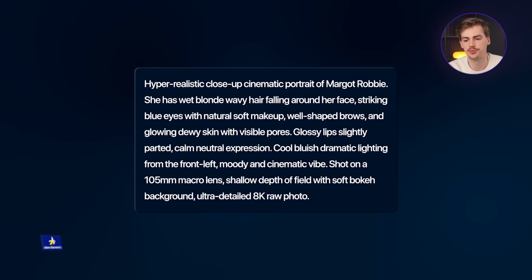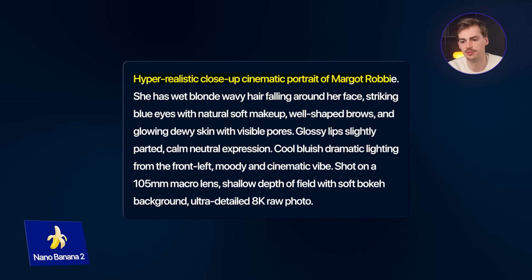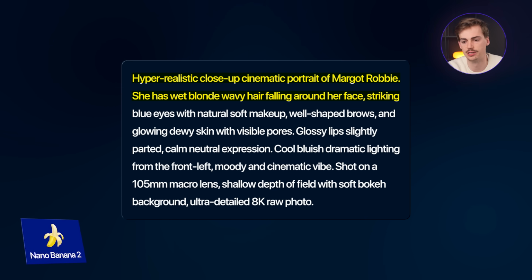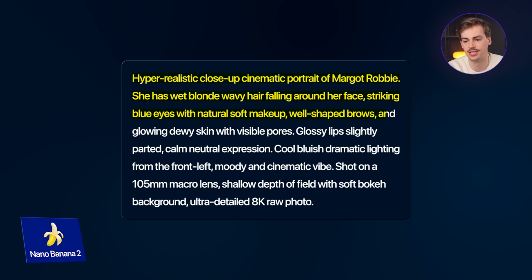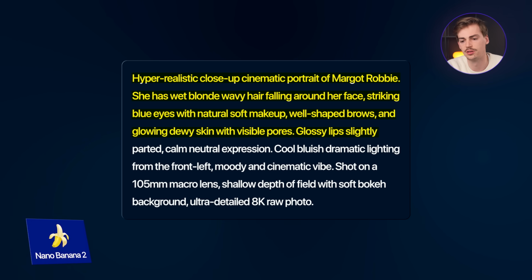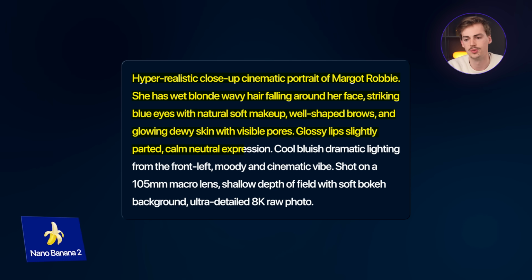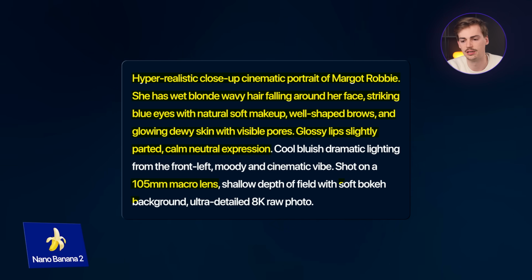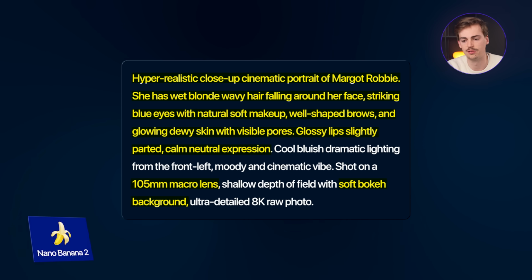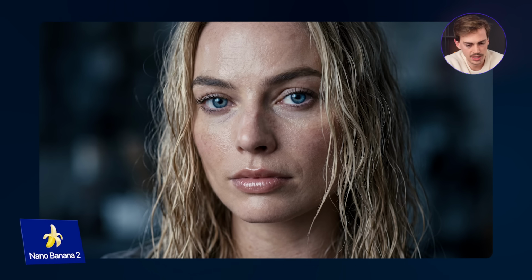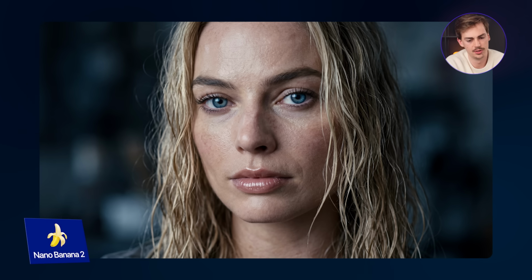So using this prompt, a hyper-realistic close-up cinematic portrait of Margot Robbie, she has wet blonde wavy hair falling around her face, striking blue eyes with natural soft makeup, well-shaped brows, and glowing skin with visible pores, glossy lips, slightly parted, calm, neutral expression. Then I add in a few other details like what it is shot on and what in terms of the lighting. We have a soft bokeh background, by the way. Now this is done with Nano Banana 2. Looking at this, it is sharp, it is good.